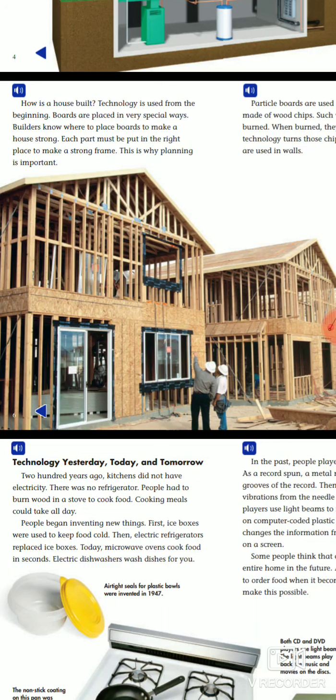How is a house built? Technology is used from the beginning. Boards are placed in very special ways. Builders know where to place boards to make a house strong. Each part must be put in the right place to make a strong frame. This is why planning is important.